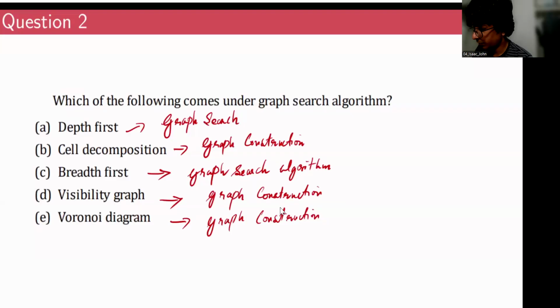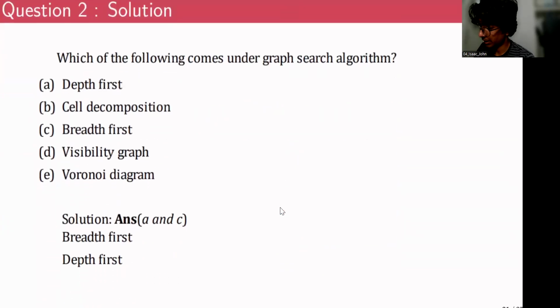The question asks you to find the graph search algorithms, and we actually have two correct answers, which are options A and C, depth first and breadth first. Those are the two graph search algorithms that we have come across in this course. So the correct answers are option A and option C.